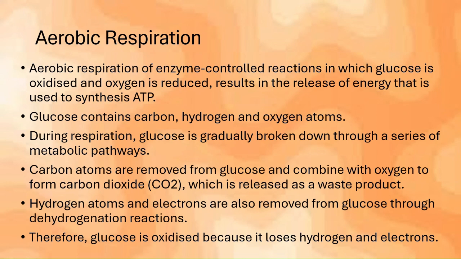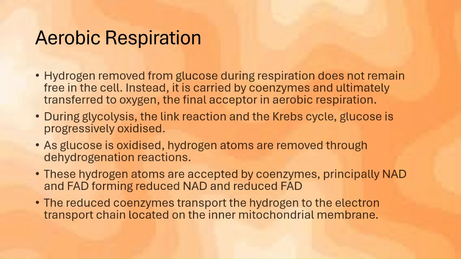During respiration, glucose is gradually broken down through a series of metabolic pathways. Carbon atoms are removed from glucose and combined with oxygen to form carbon dioxide, which is released as a waste product. Hydrogen atoms and electrons are also removed from glucose through dehydrogenation reactions, and therefore glucose is oxidized because it loses hydrogen and electrons. During respiration, hydrogen does not remain free in the cell. Instead, it is carried by coenzymes and ultimately transferred to oxygen, the final acceptor in aerobic respiration.